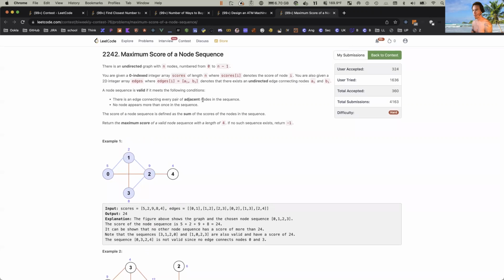An edge connecting every pair of adjacent nodes in the sequence. No node appears more than once in the sequence. So it's a walk then, in that case. Maximum path. Yes, the maximum path. It's undirected too. Why is 4 not added here though? Oh, because you walk this way instead of walking that way.